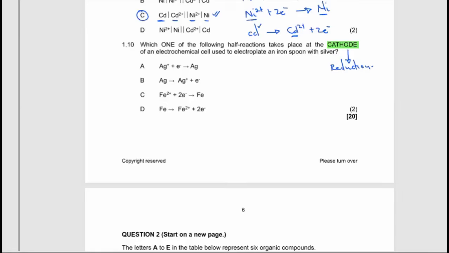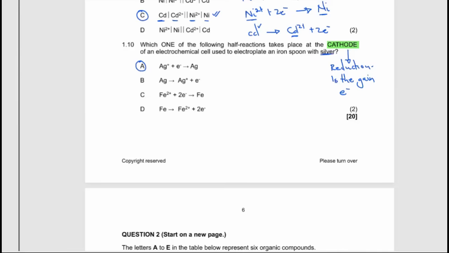So reduction in terms of electrons is the gain of electrons, right? So which is the gain of what? Of electrons. I'll just write e negative there. So we're gaining electrons, right? So if we're gaining electrons, what does that mean? It means now we're going to say our option A there is the correct answer for this silver. They're going to say cathode and electroplated silver spoon, right? This is the silver spoon, right?